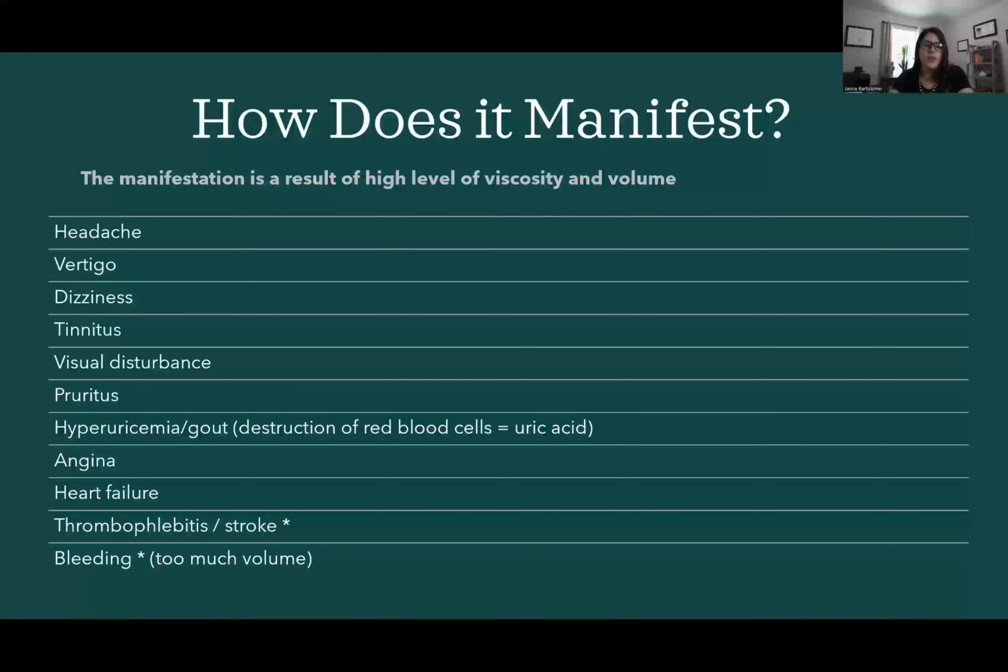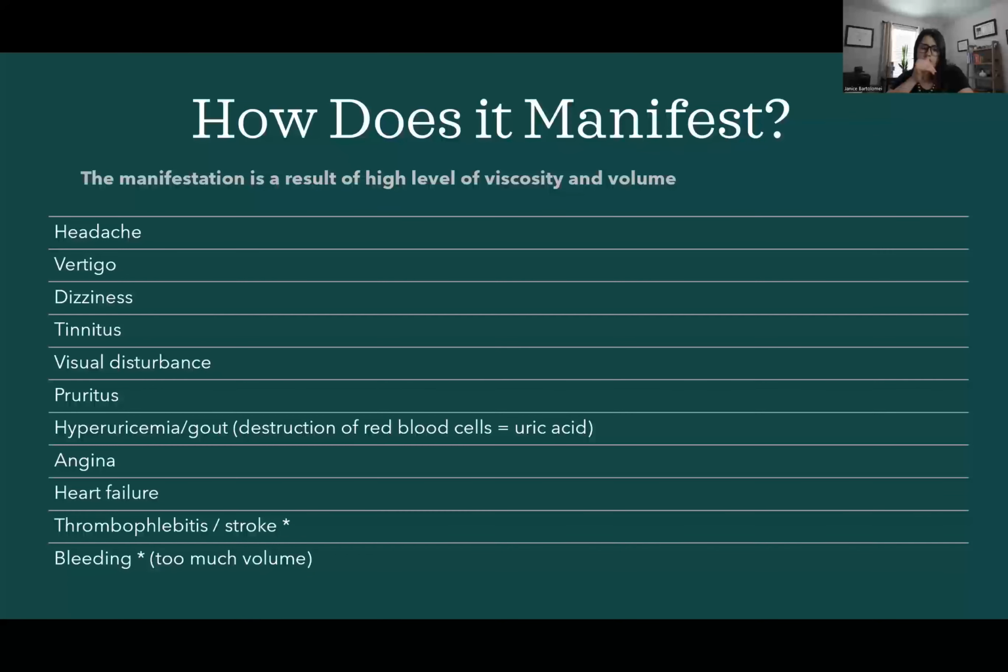So how does it manifest? Well, manifestations are due to the high level of viscosity and volume. Let's talk about volume. You can get headaches. Volume increases blood pressure, okay? So we have headaches, we can have dizziness, ringing of the ear, we can have visual disturbances, and all of that has to do with volume.